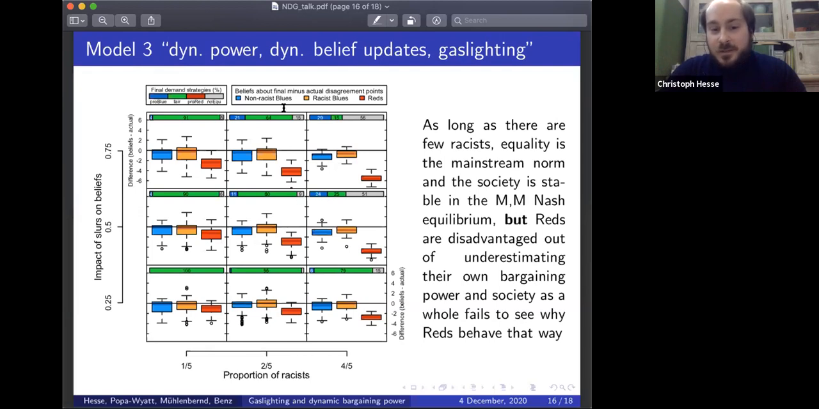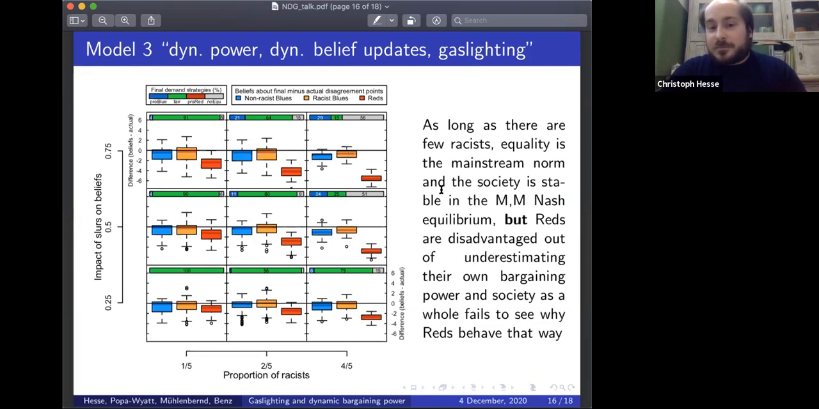But interestingly, the red agents also are disadvantaged in other cases where, again, the Nash equilibrium is suggesting it arises 64% of the time, 80% of the time, 79% of the time, but we can clearly see that the red agents have a lower disagreement point than blue agents and racists. So they are disadvantaged, even though the equilibrium is saying that this should be a fair society.